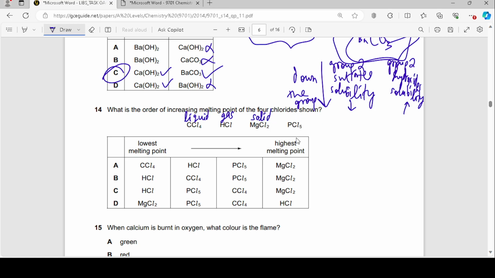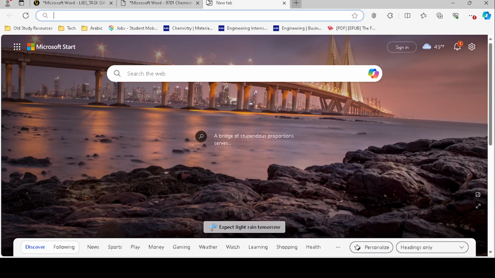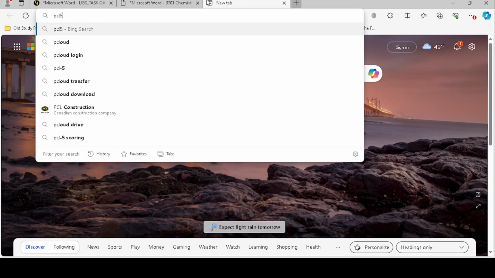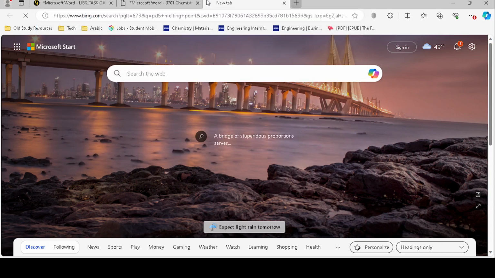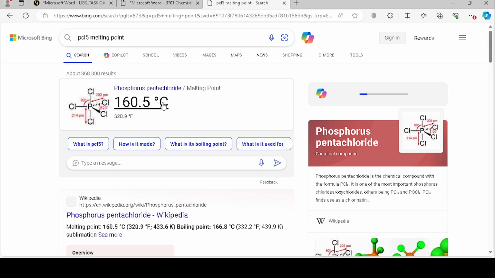PCl5, on the other hand, I am not sure. PCl3 is a solid, I think. I'm going to check. PCl5 melting point. And is it cheating to check it on Google? Melting point 160.5 degrees Celsius.